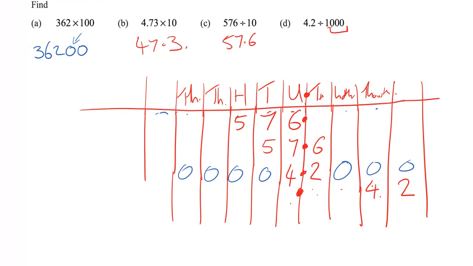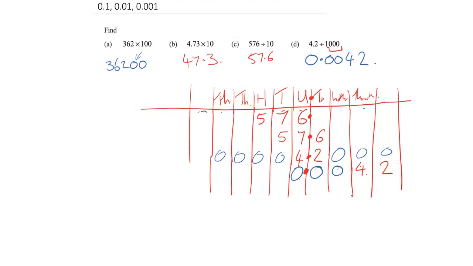Well, it's still going to be the case, but we do need to write them because we need to emphasize the position of that 4 and that 2. And if we don't write those zeros, no one's going to know that we're in the thousandths column or the 10,000ths column. So our answer here is 0.0042.